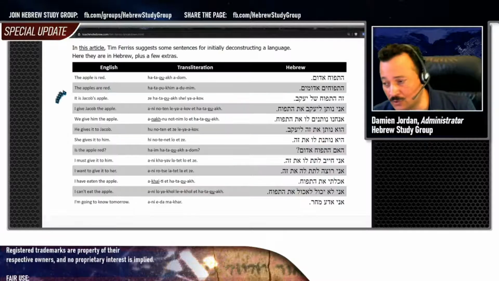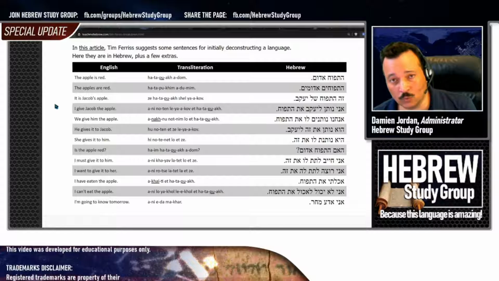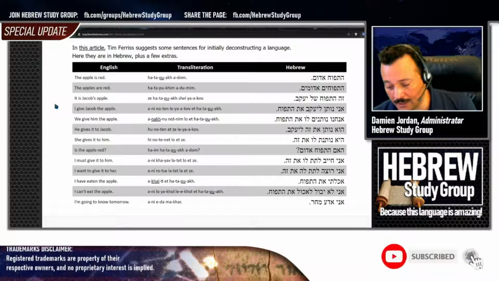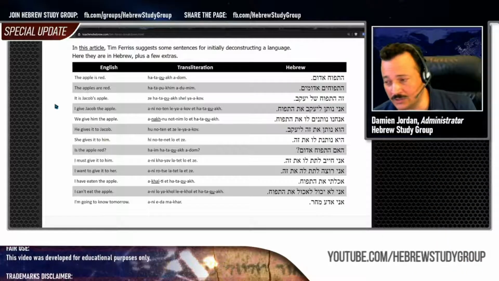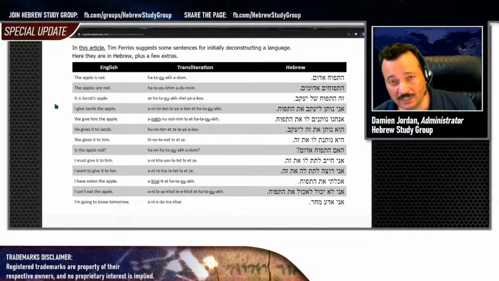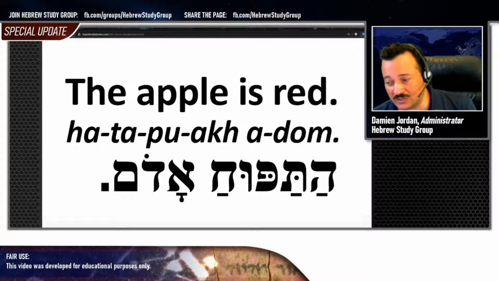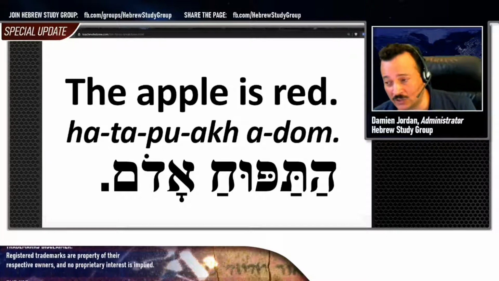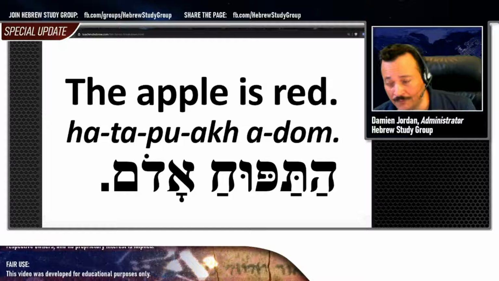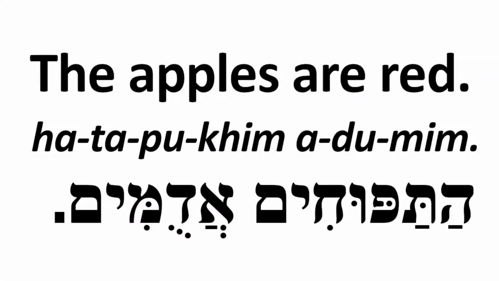Okay. Now for those of you who are just joining Hebrew Study Group and you're asking for a workbook, or you're asking for the basics, how do I get started and so forth, a really good way to get started is to deconstruct the Hebrew language by looking at how the grammar works in these example sentences. So again, we have the apple is red. It's talking about a singular apple. And notice what happens in the second sentence as an example. The apples are red.